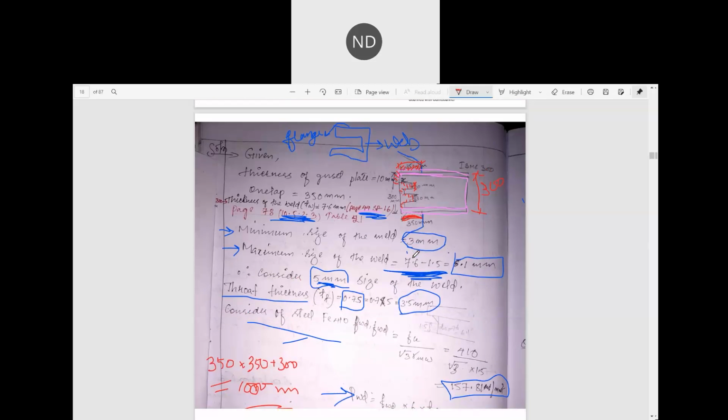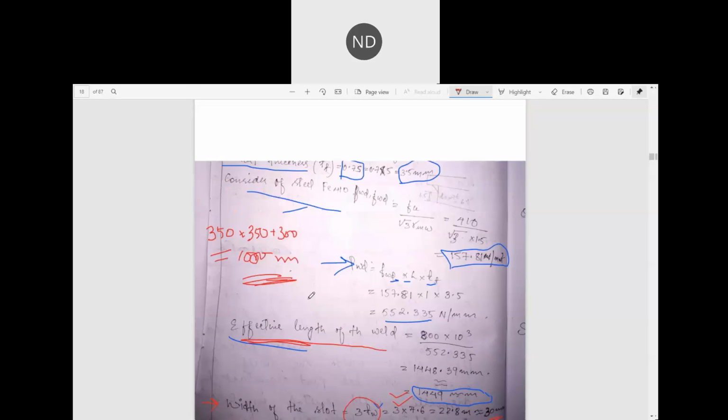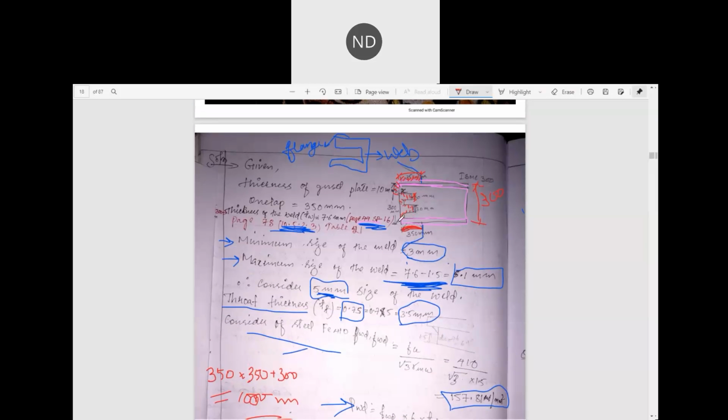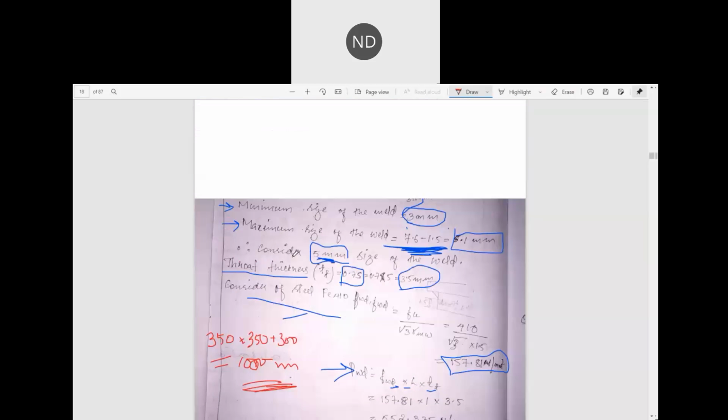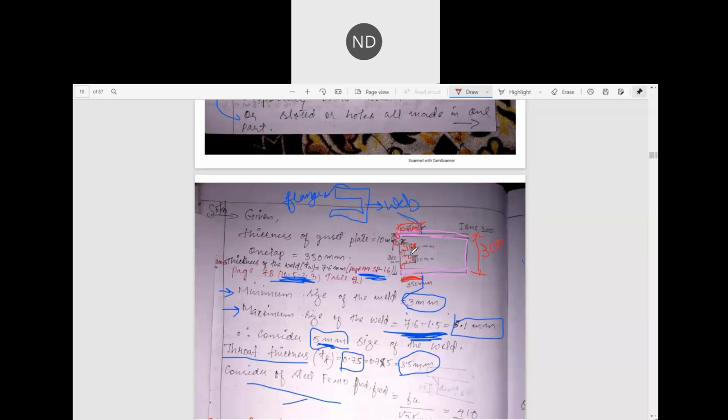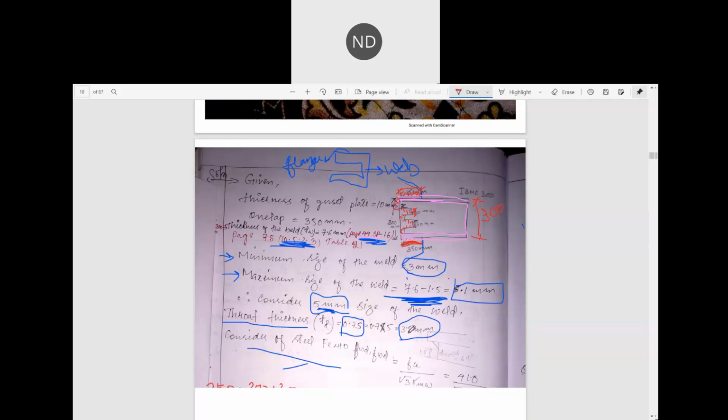Here you will see, how much is the total length? 2 into 350 plus 300. This is our 350, right? So this is on both the sides, 350, 350. The total length of the weld should be this much.